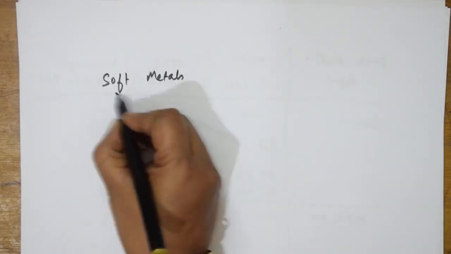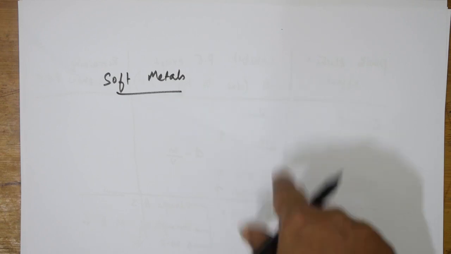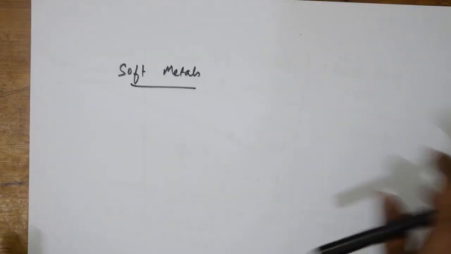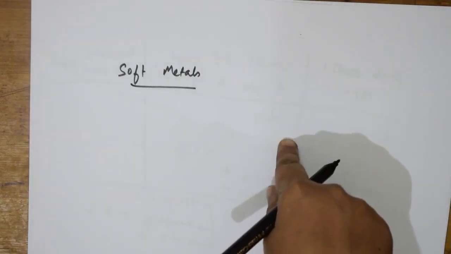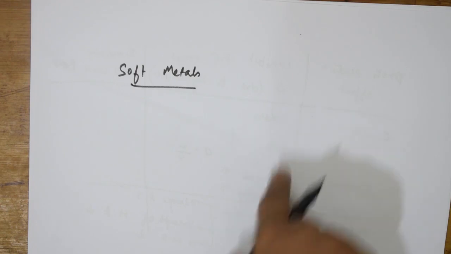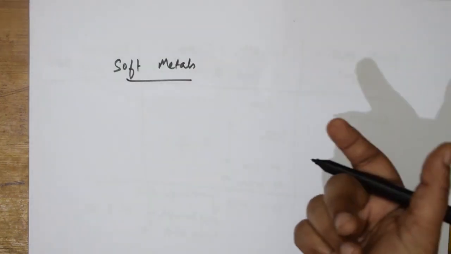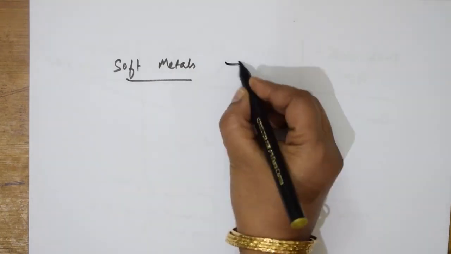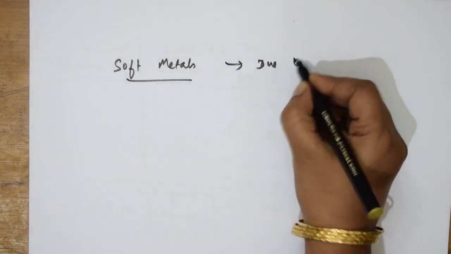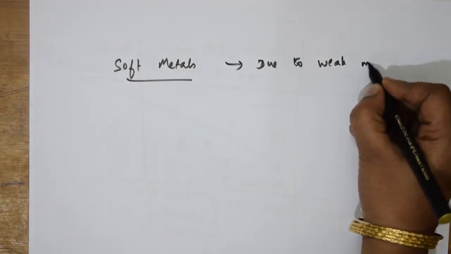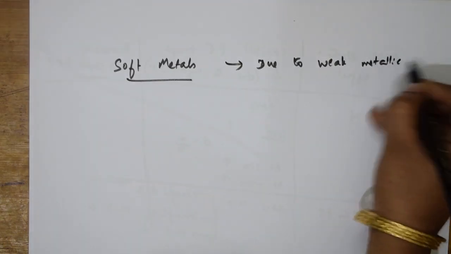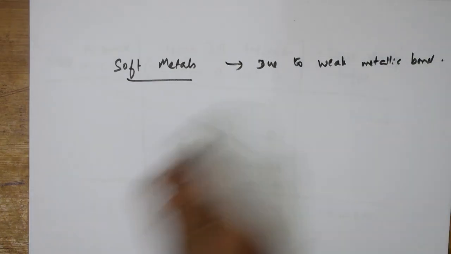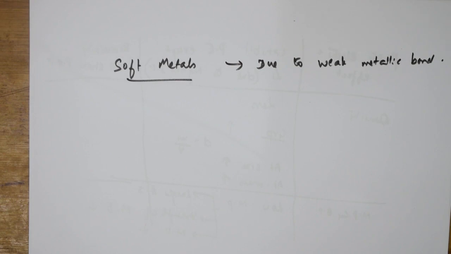Why are they called soft metals? Just now I said the size is larger and the strength of the metallic bond is lesser. When the strength of the metallic bond is lesser, I can easily break the bond, I can easily melt it, hence they are soft metals. This is one of the important reasons, the weak metallic bond. Remember this concept. With this I have completed the physical properties.